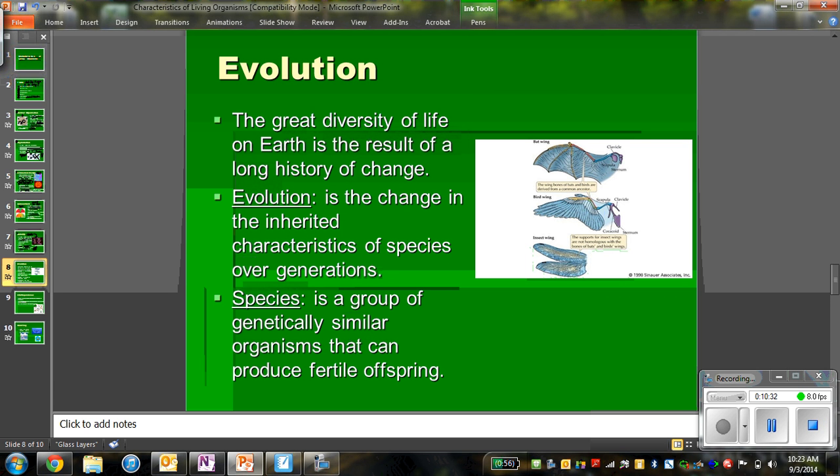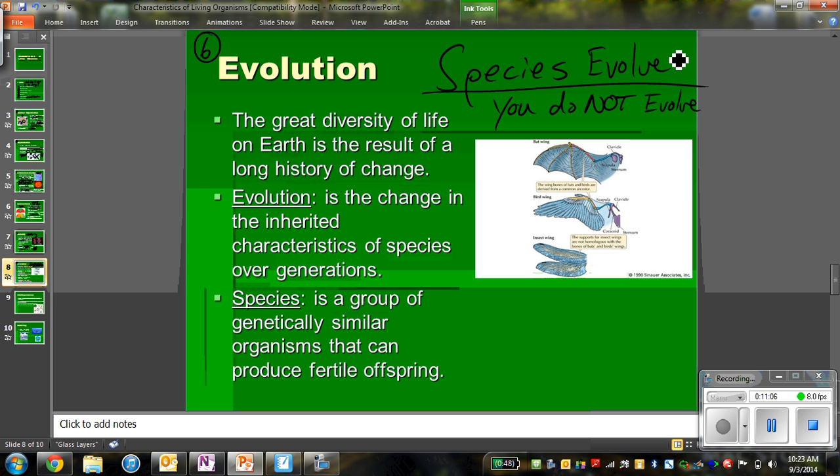Next thing is going to be evolution. So we've got number 6 here, which is evolution. Evolution deals with species. It's important that you remember you do not evolve. Your species does. So over the course of a long period of time, and we're talking millions of years, a species will evolve.